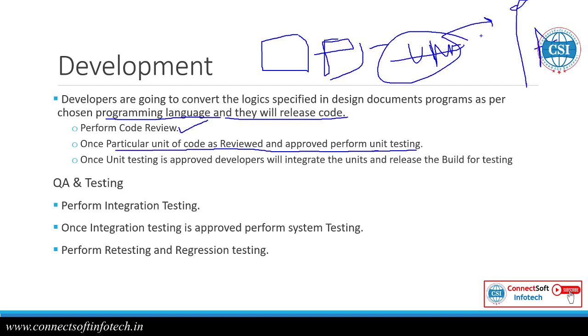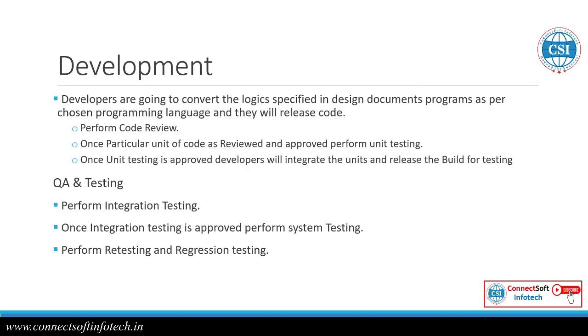Okay, then it's sent to the QA team, and once unit testing is approved, the developer will integrate the units and release the build for the testing. Okay, before that unit testing they are going to integrate it also. So the developer writes the code, that is unit code. Unit 1, then again a developer writes unit 2, another developer.